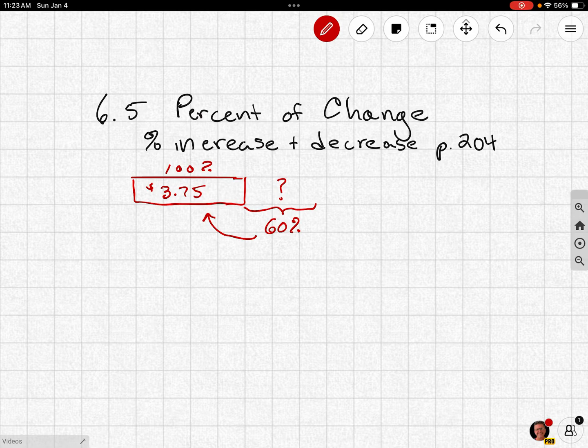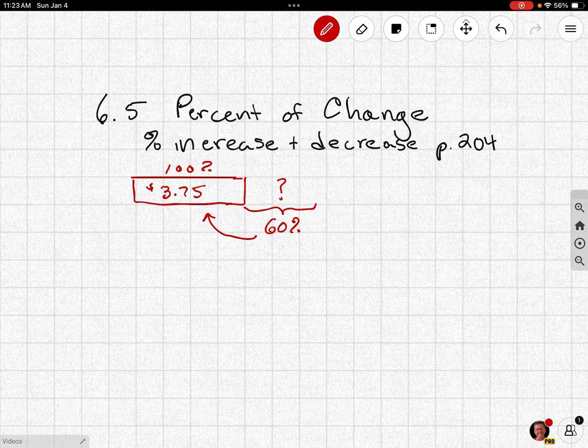Page 204, we're going to be taking a look at lesson 6.5. This is the first video in a series of several to teach you lesson 6.5, which is on the concept of percent of change. So when something changes by a certain percent, that's what we're looking at today and for the next several videos. So the first one in the blue box there where it says learn, solve word problems involving percent increase and decrease.